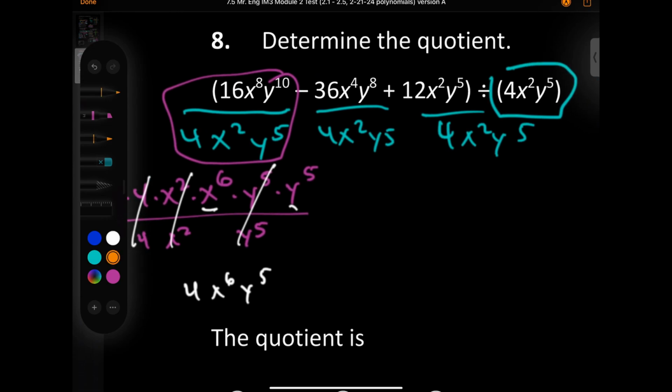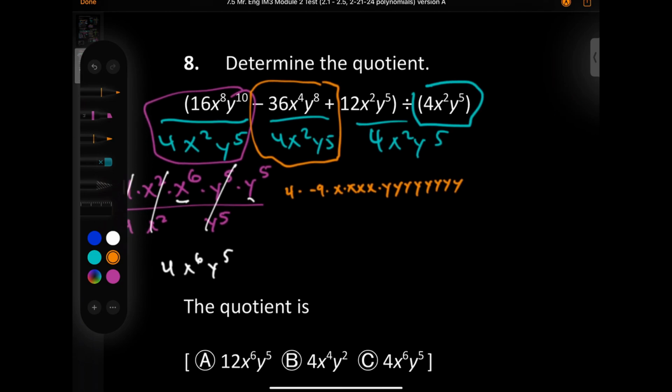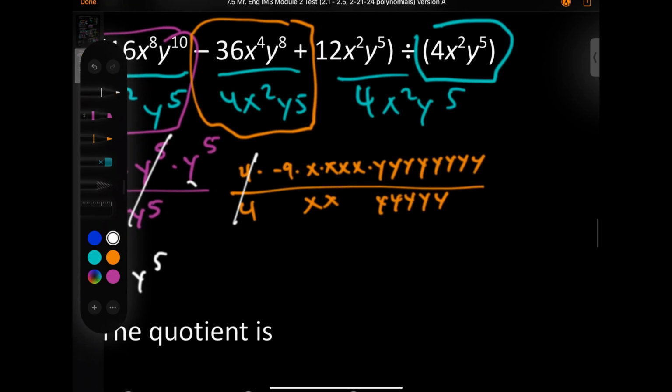Let me do that a little bit more spelled out on this next one. 4 times negative 9 times x, and then lots of y's, 5, 6, 7, 8, all over 4 times x, x, y. So you can just go through and cancel. 4 divided by 4 is 1. Those are 1. So then you're left with negative 9 x squared y to the 3rd.